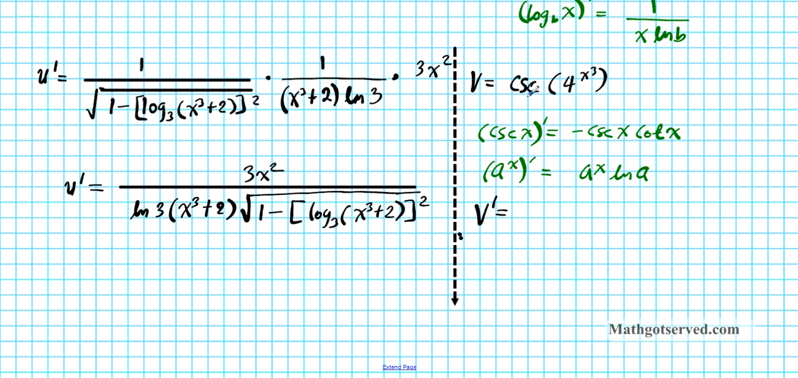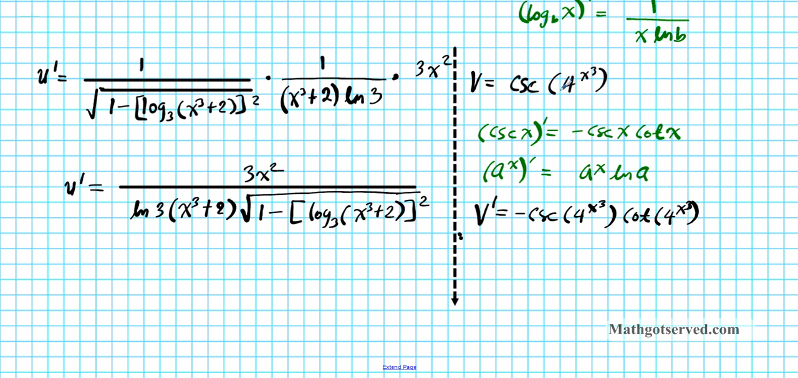So the derivative of cosecant is negative cosecant u cotangent u. So if this is u, it's going to be negative cosecant 4 raised to the x to the third times cotangent 4 raised to the x to the third. Okay? Alright, so we're done with the outermost function.